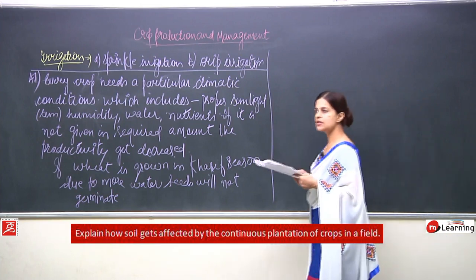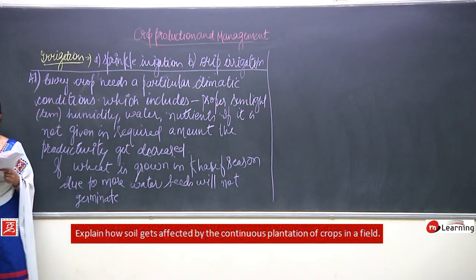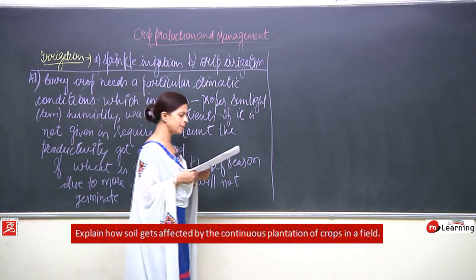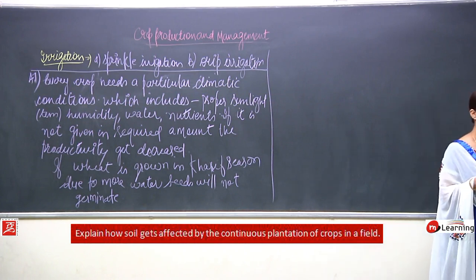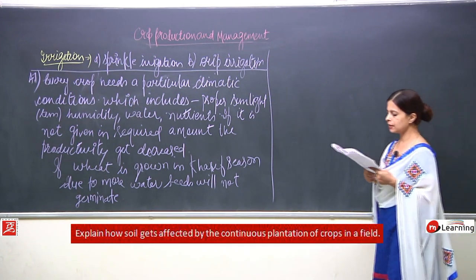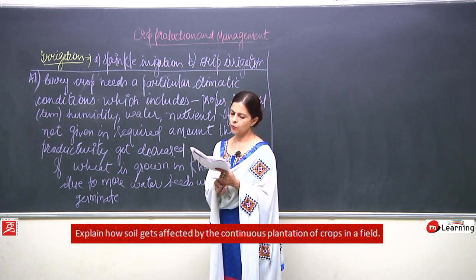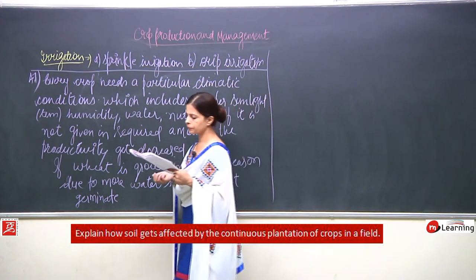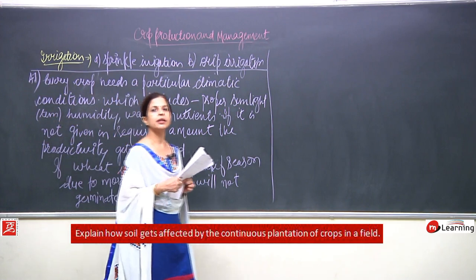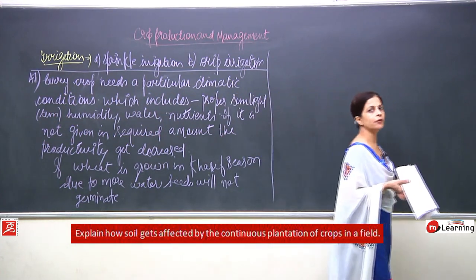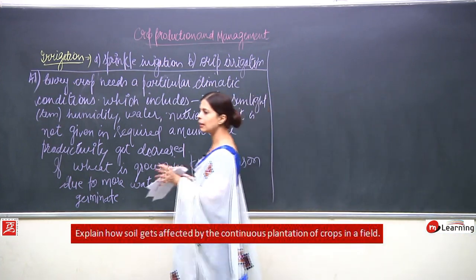Explain 8-1. In this chapter, the questions are quite bigger. Explain how soil gets affected by the continuous plantation of crops in a field. Again, I am repeating the question. Explain how soil gets affected by the continuous plantation of crops in a field. What are they asking? What happens if the crop is grown again and again in a particular field? So children, see, if you keep on taking something from somewhere, a day will come when it will come to an end.